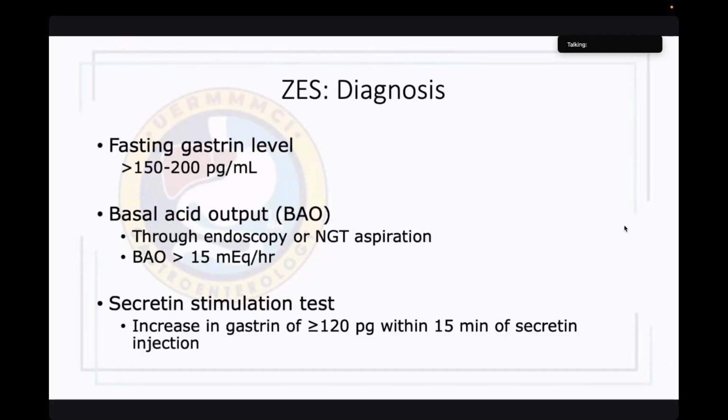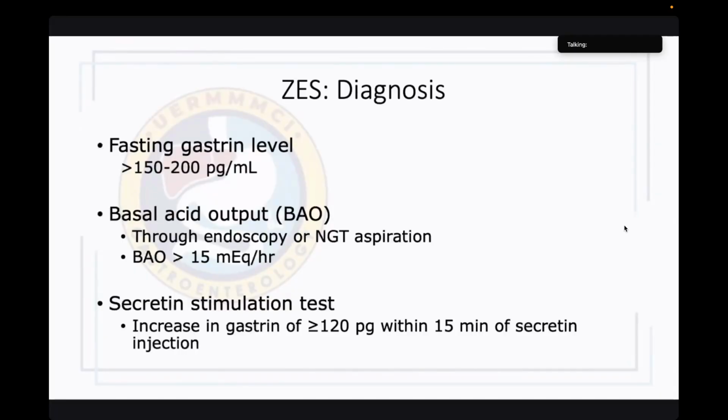The first step in the evaluation of a patient suspected of having ZES is to obtain a fasting gastrin level. The normal fasting gastrin levels are usually less than 150 picogram per ml. This is the first step because if you have a gastrin level of less than 150, then you have already ruled out ZES. If the value is 150 to 200, we still have to proceed with basal acid output or secretin stimulation test. This is because conditions other than ZES can also cause elevated fasting gastrin levels.